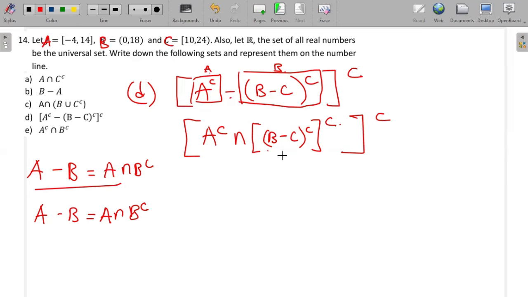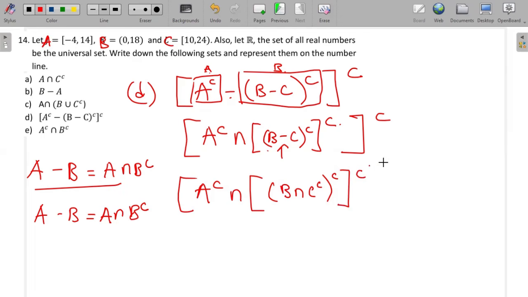And then from there, let's deal with this guy. So we have A complement intersection, inside the brackets, B intersection C complement. And then I have the complement outside. Now we're dealing with too many complements, and then complement, and then complement. I hope you're following. If you're not following, just pause the video and repeat it again.